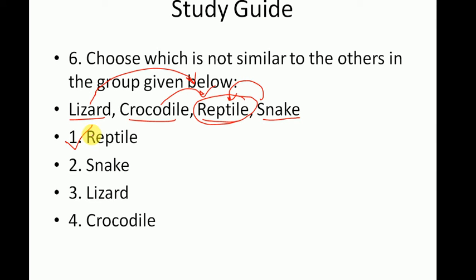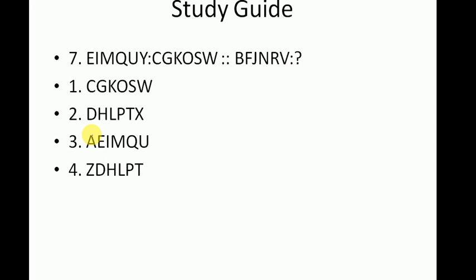So moving to the next question. The next question is a very simple coding decoding one. And how can you solve this very simple coding decoding one? EIMQUY is to CGKOSW. Now if we watch it very clearly, E to C is minus 2, I to G minus 2, M to K minus 2. E is 5, C is 3, I is 9, G is 7, M is 13, K is 11. Now Q minus 2 is O. How can we calculate the Q?